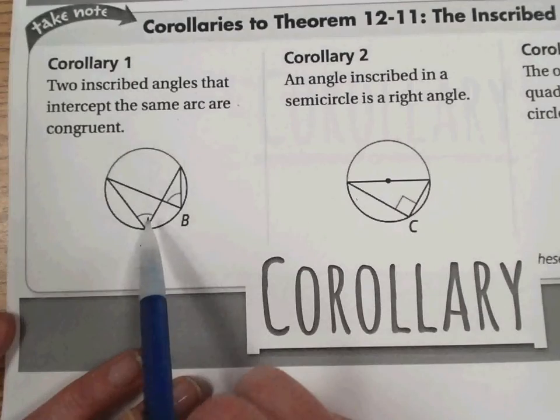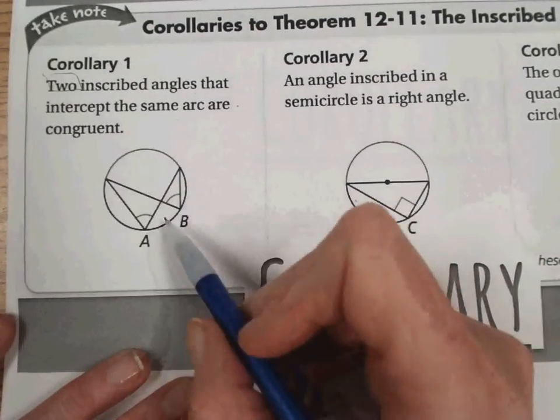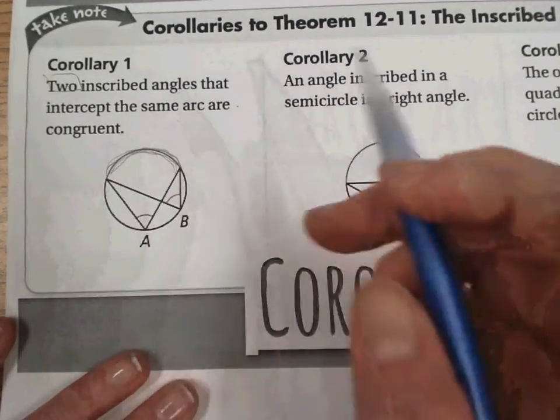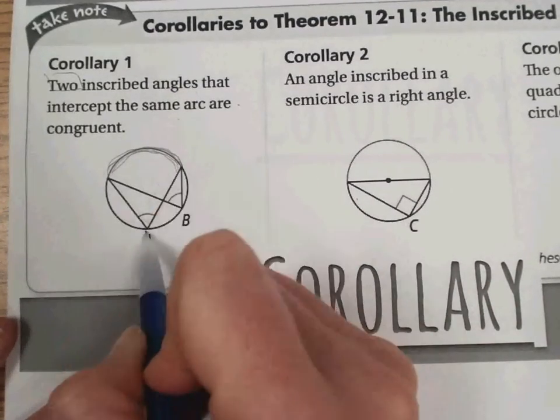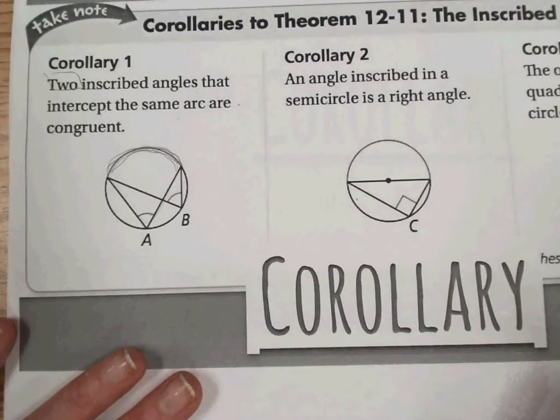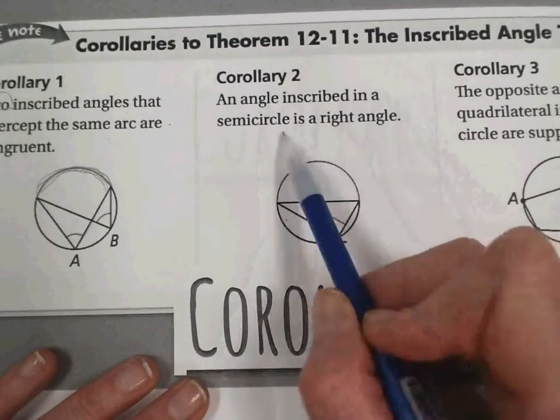So two inscribed angles that intercept the same arc are congruent. Sorry, it doesn't say if, they are congruent. Which makes sense, because if we know the measure of this guy right here, it makes sense that since these two angles both open up to that same arc, they would have the same measure, so they are congruent.